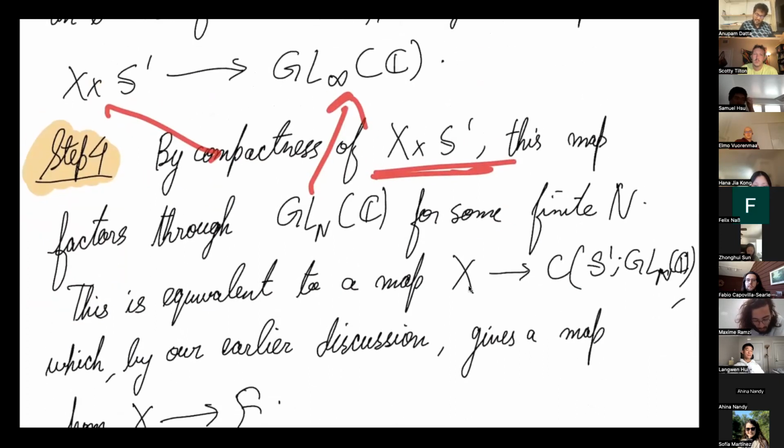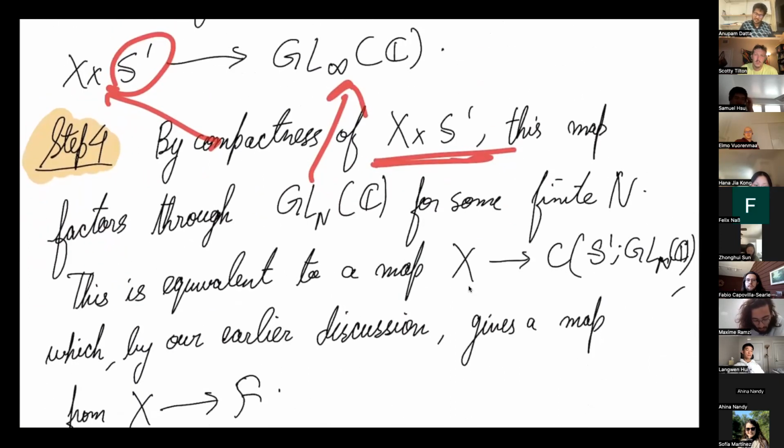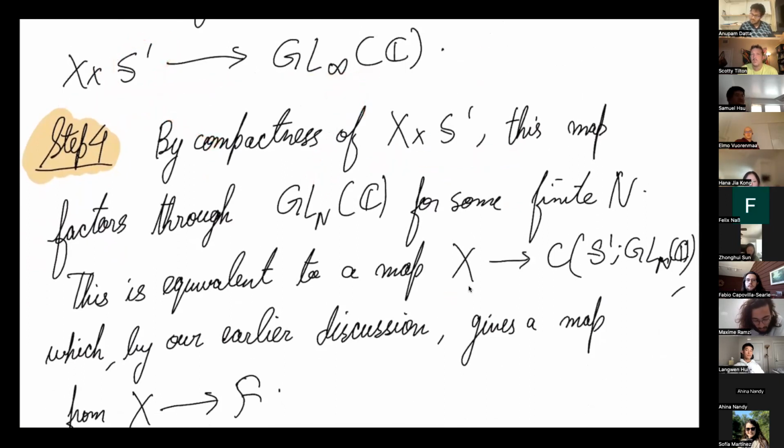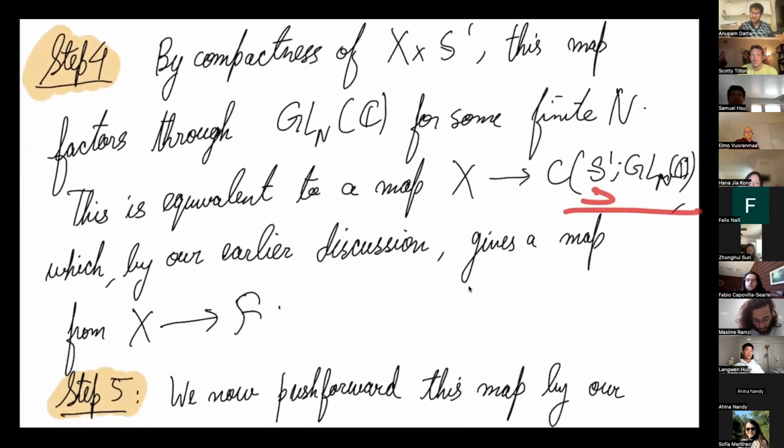And moreover, since S1 is compact, the map out of this product is the same as a map from X to the continuous functions on S1 with values in GLn(C). Now, if you recall our development of Toeplitz operators associated to any such map, we yielded a Toeplitz operator, and Toeplitz operators were Fredholm. So essentially, we have a map from X to the space of Fredholm operators.